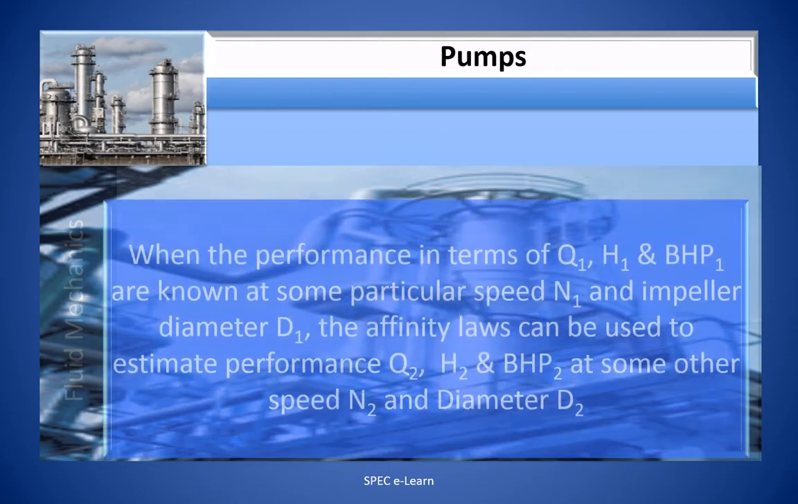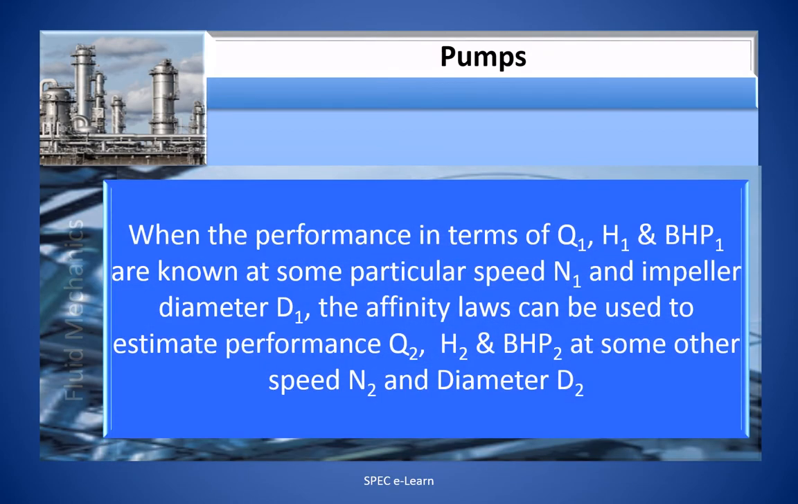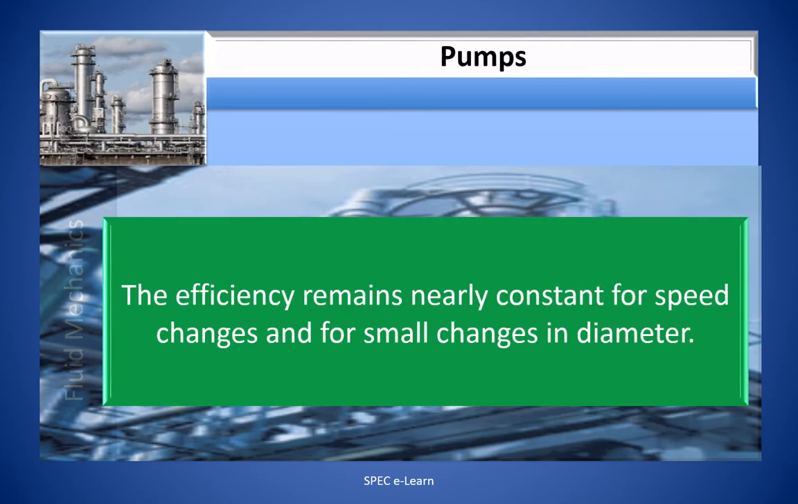When the performance in terms of Q1, H1 and BHP1 are known at some particular speed N1 and impeller diameter D1, the affinity laws can be used to estimate performance Q2, H2 and BHP2 at some other speed N2 and diameter D2. The efficiency remains nearly constant for speed changes and for small changes in diameter.